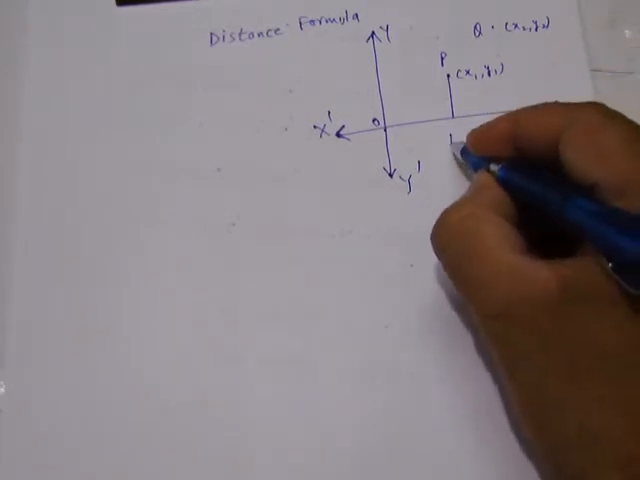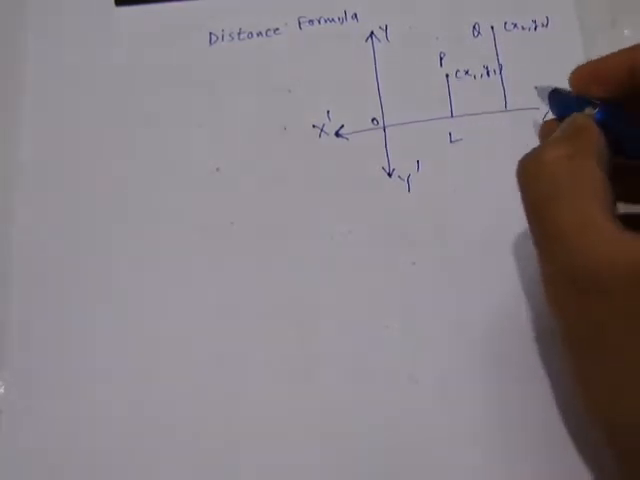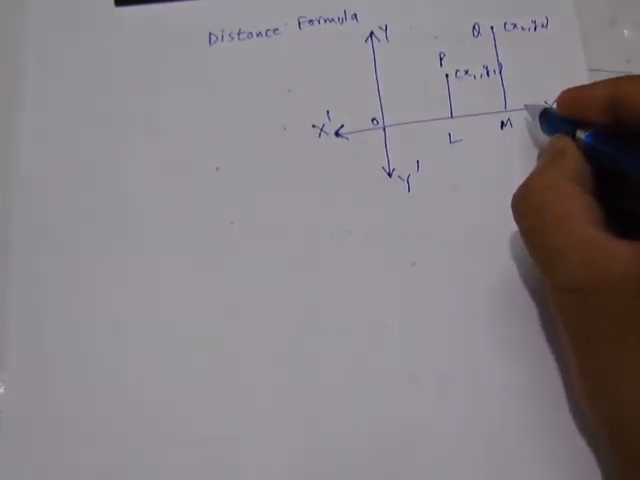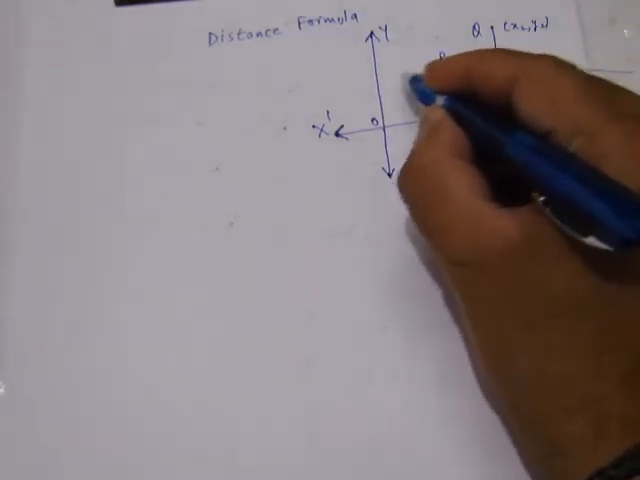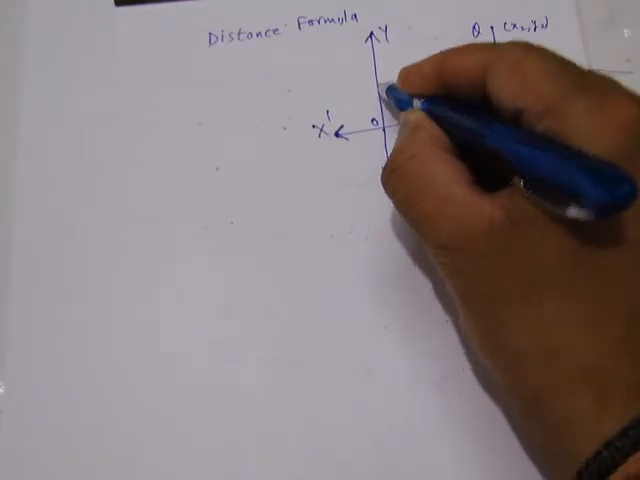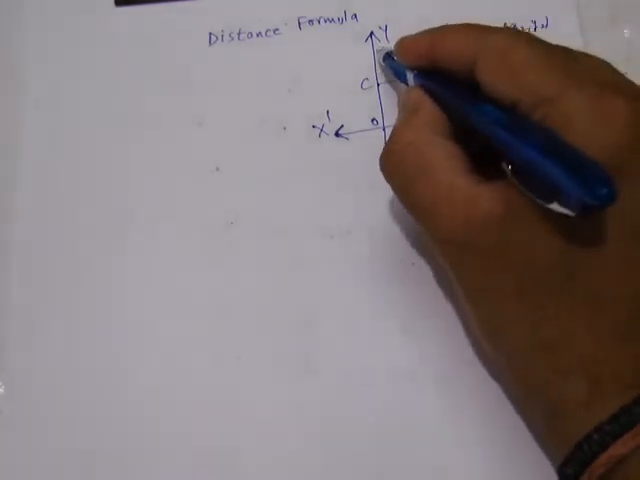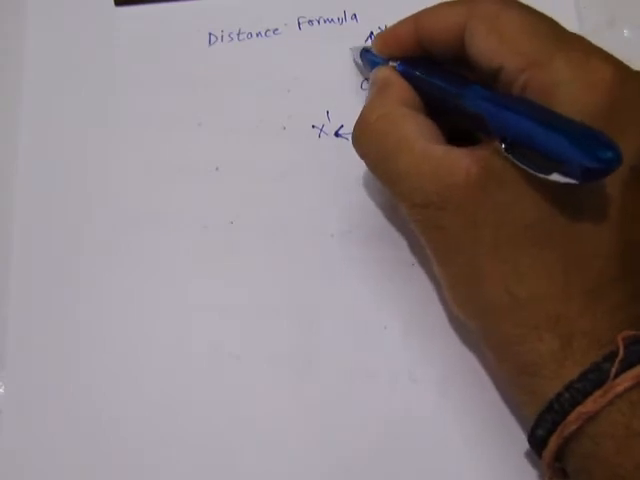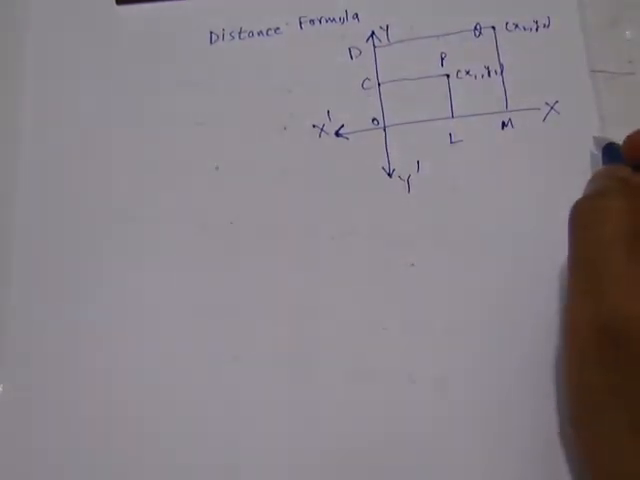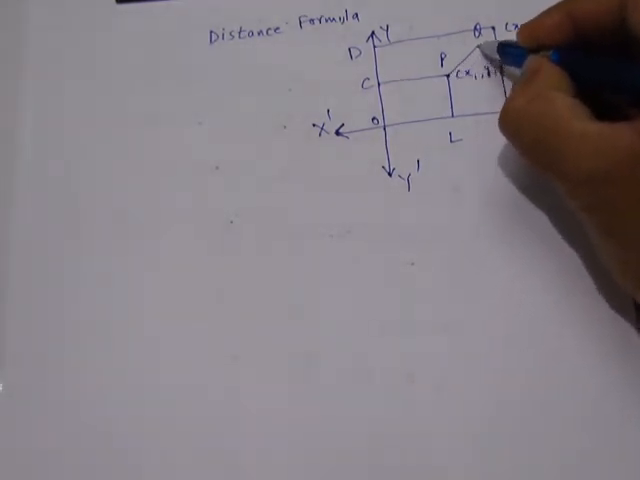Name it as PL, and from Q we will draw a perpendicular on the x-axis, this is M. Similarly from P we will draw a perpendicular on the y-axis, that will meet at the point C. Similarly from Q we will draw a perpendicular that will meet the y-axis at point D. Okay, now we want to find the distance between these 2 points, that is PQ.